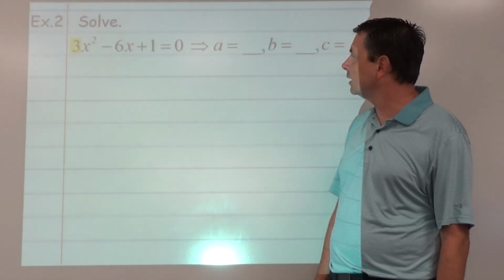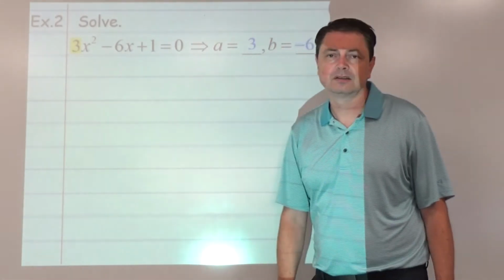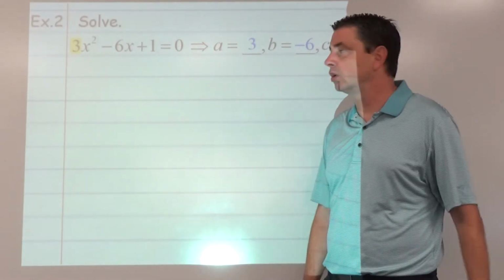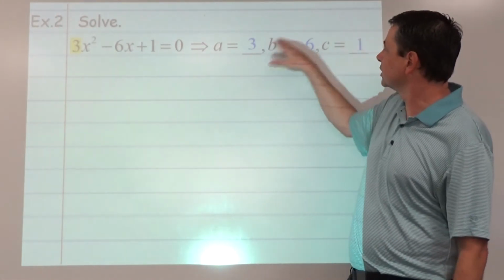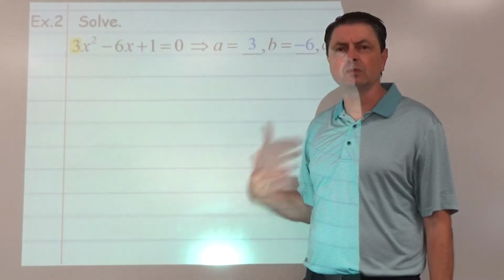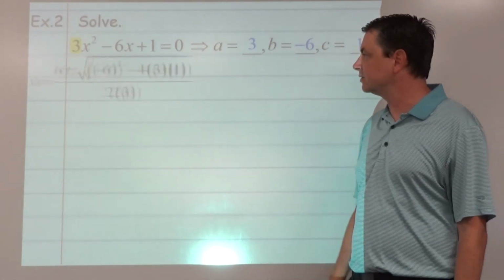So a is 3, b is negative 6, c is positive 1. That goes into our quadratic formula. Remember on top it starts with the opposite of b, so you can write negative 6, but it's just better to write the opposite of that, which is positive 6.